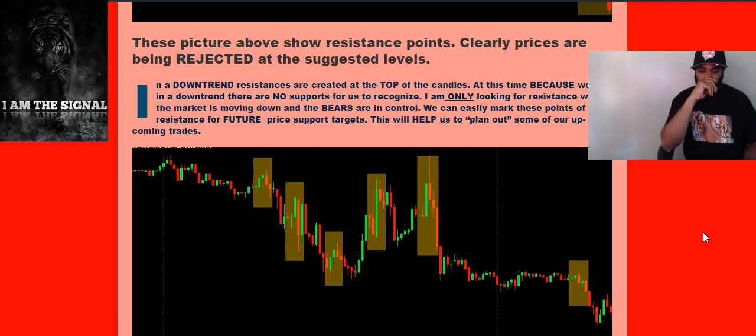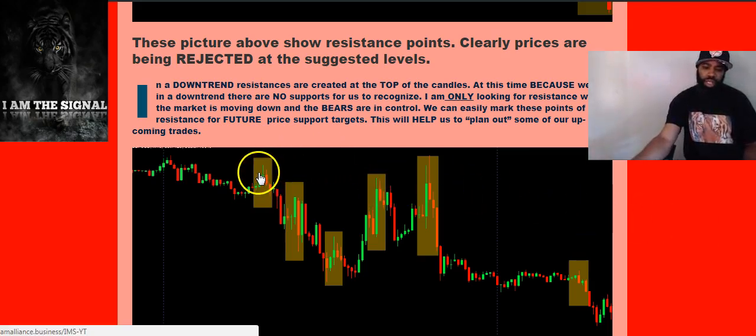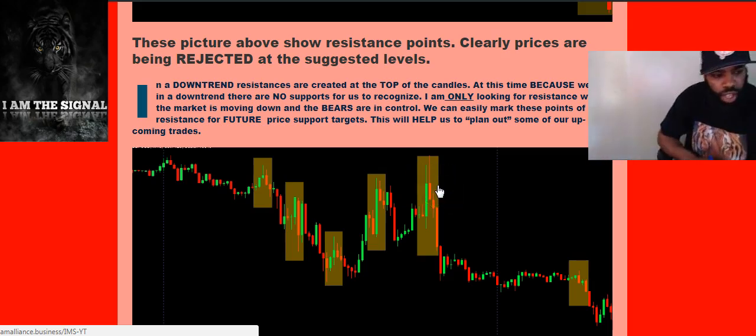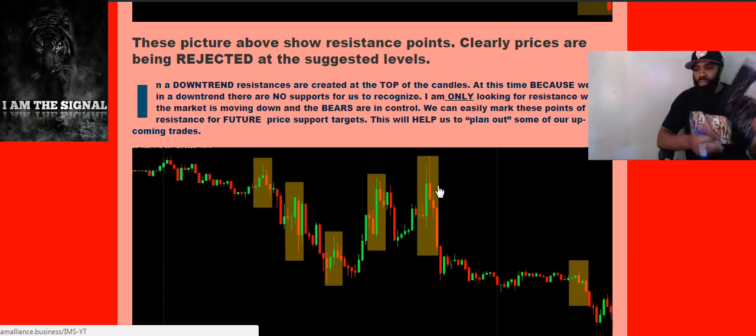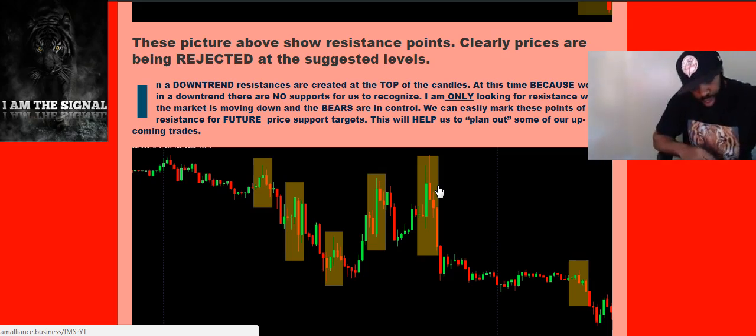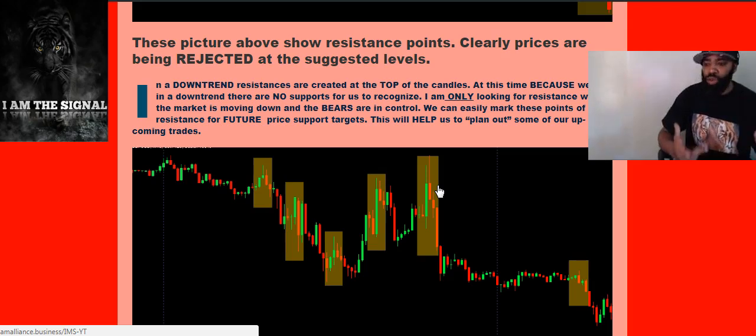Okay, let's continue on. Now, we've got the downtrend. See the resistance created at the top of the candles, right? And at this time, we don't recognize any support levels at all, right? And we're able to mark these levels off the top of these candles. We can mark them down in a regular book, nothing fancy, a regular composition book. We can mark those levels down and use them as future support targets.